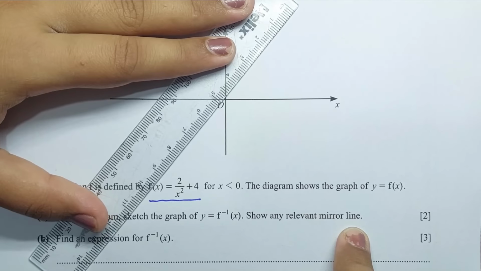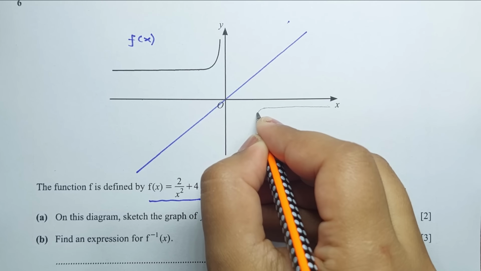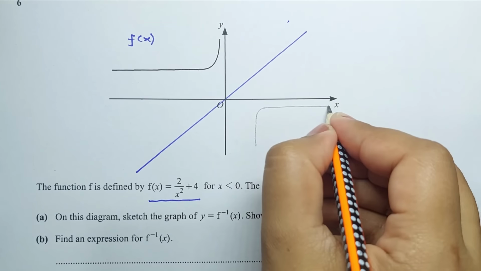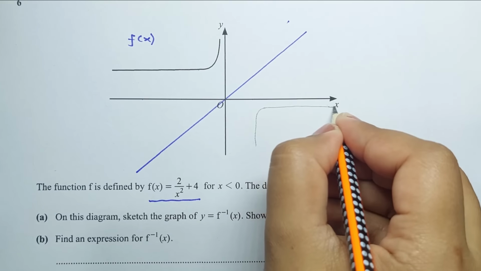So this is the graph of f of x. Now what would be f inverse of x? As you can see, this is closer to y, and our inverse function should be closer to x, and it is far from y. So this would be closer to the x, right, and far from y. This would be the graph of f inverse of x.